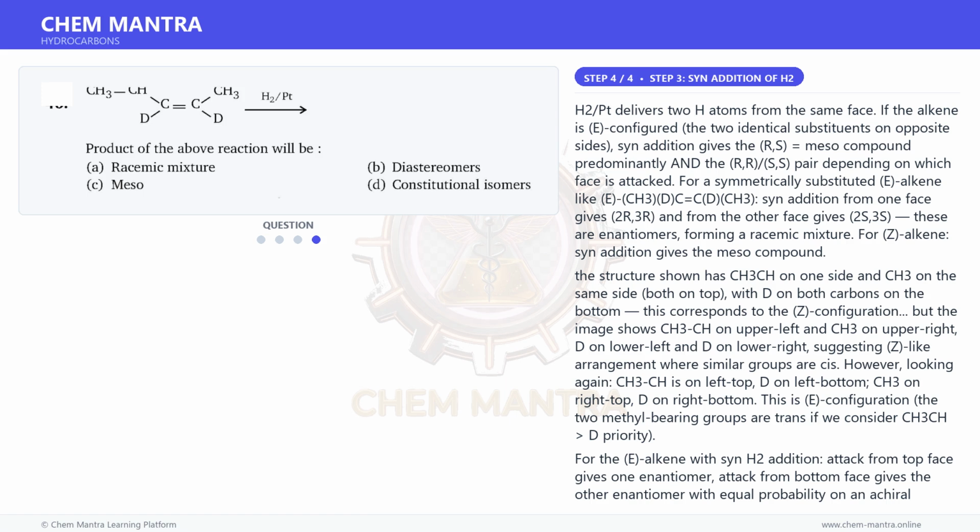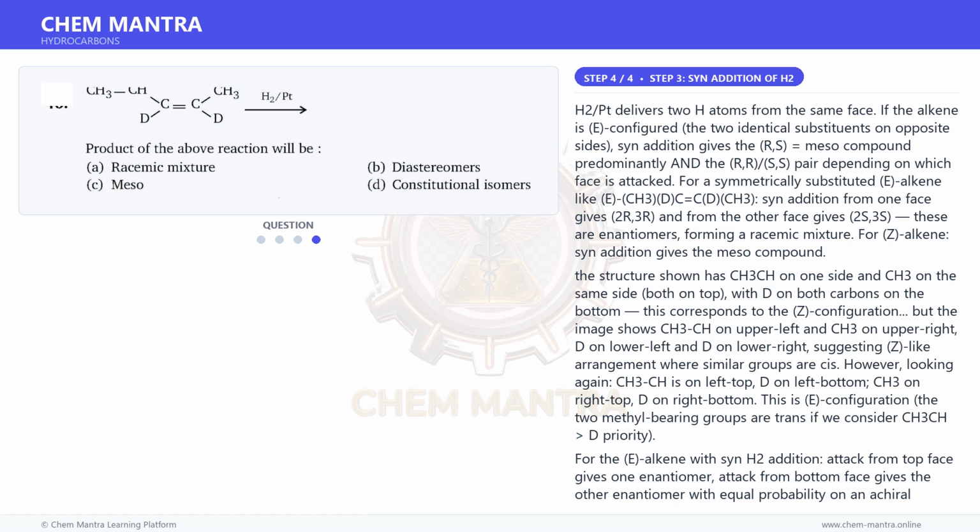The structure shown has CH3CH on one side and CH3 on the same side, both on top, with D on both carbons on the bottom. This corresponds to the Z configuration. But the image shows CH3CH on upper left and CH3 on upper right, D on lower left and D on lower right, suggesting a Z-like arrangement where similar groups are cis. However, looking again, CH3CH is on left top, D on left bottom, CH3 on right top, D on right bottom. This is the E configuration.